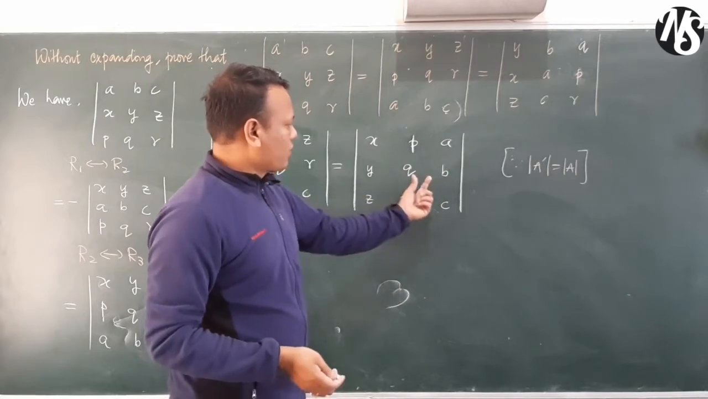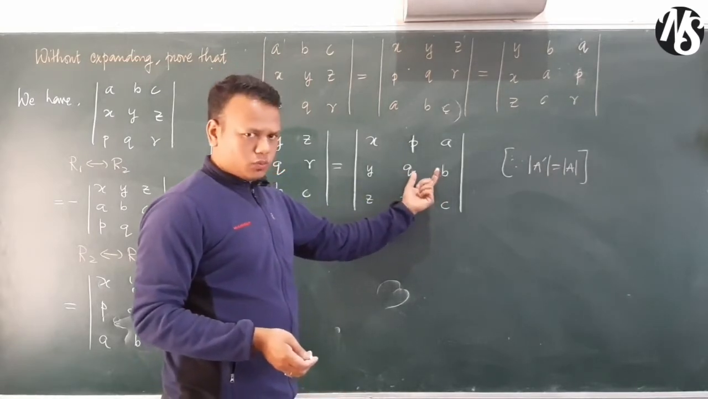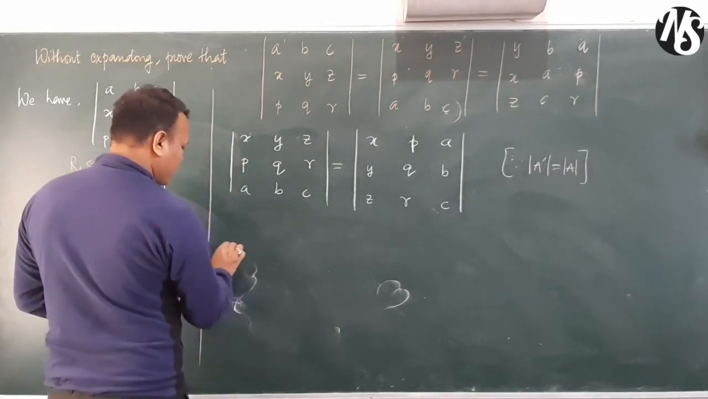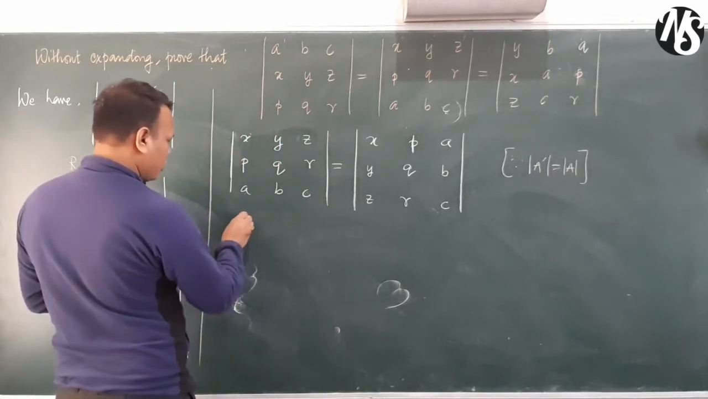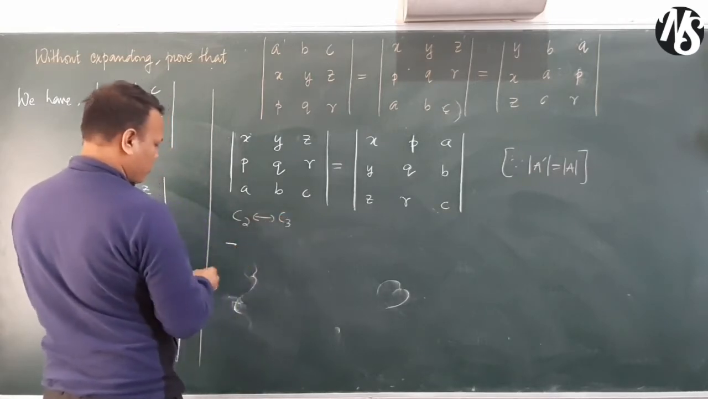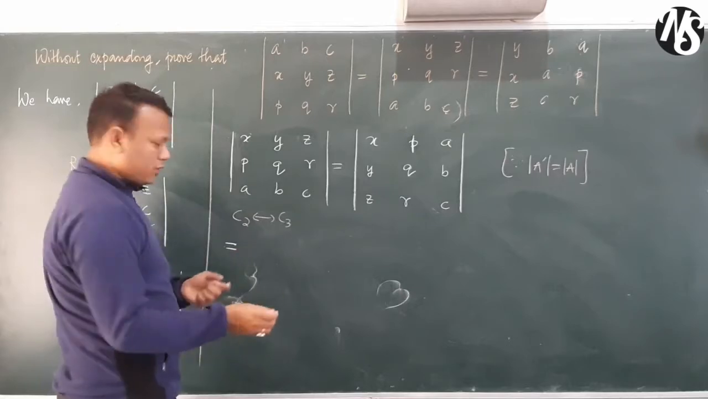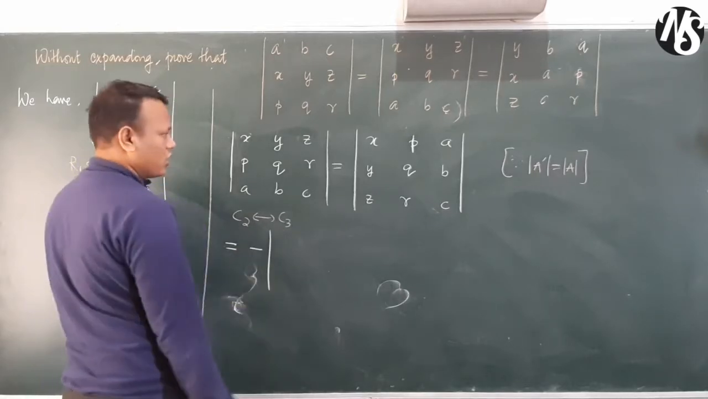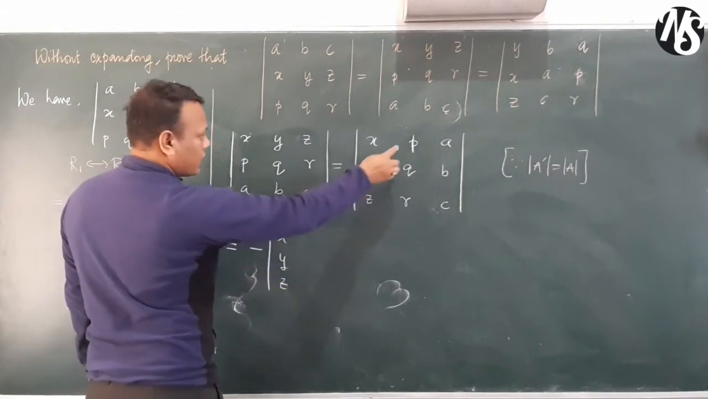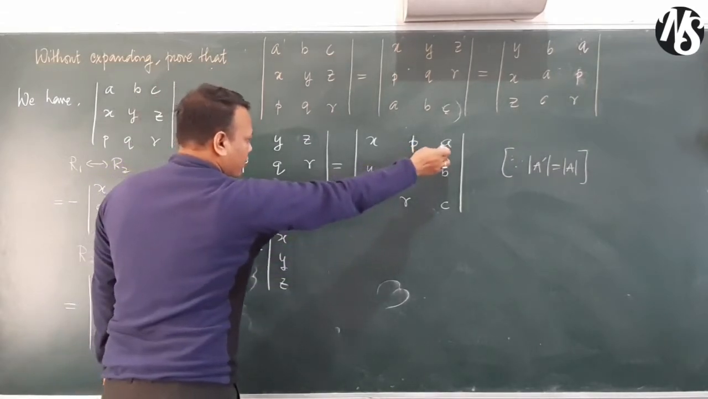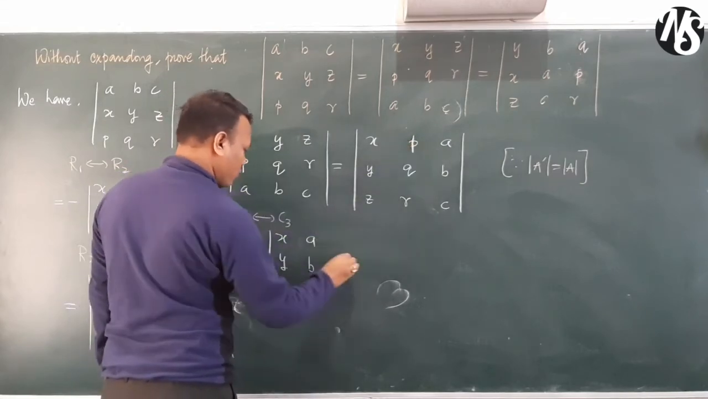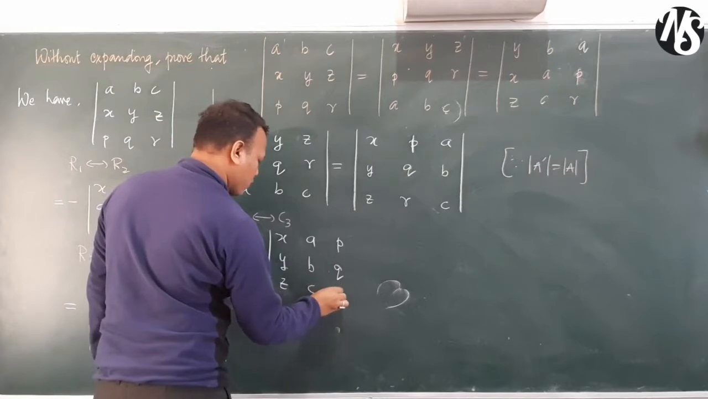Y, B, Q. So that means I need to interchange column 2 and column 3, right? Let's do that. Interchanging column 2 and column 3, when you interchange, the sign will get changed. So x, y, z is already there. Next, we have this ABC comes here, and you get PQR. So this is my PQR.